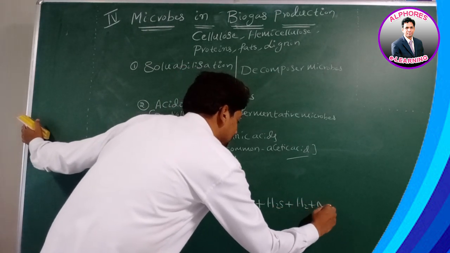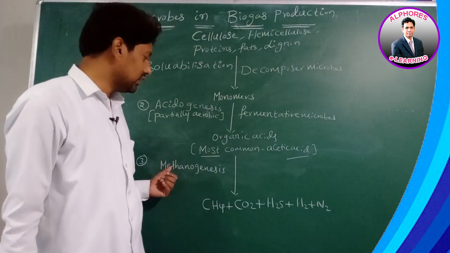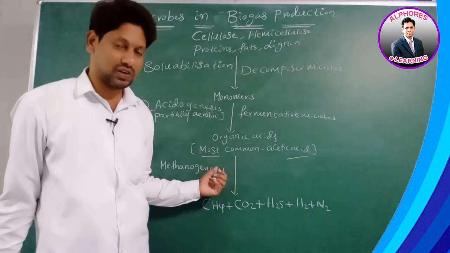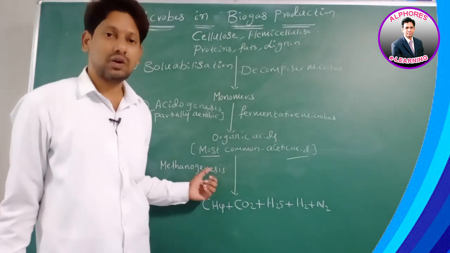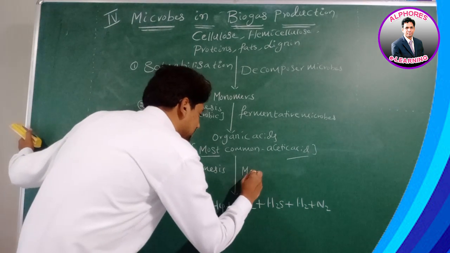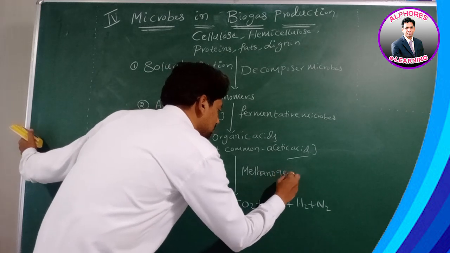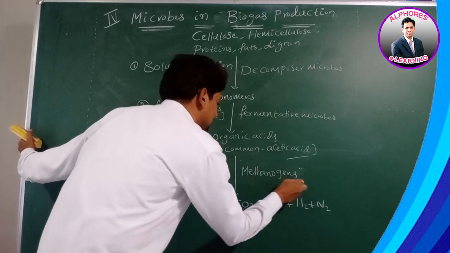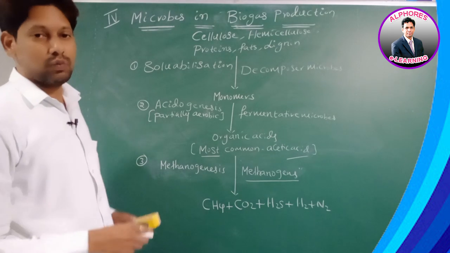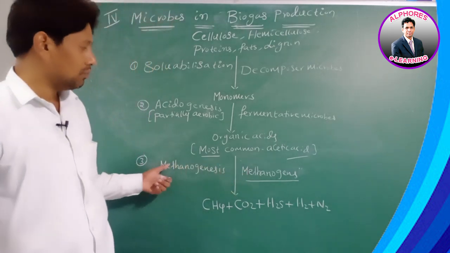Hydrogen and what? Nitrogen. All these are produced during which process? Methanogenesis process. Here, which organisms are involved? Methanogens. Methanogens are involved. Now listen here.